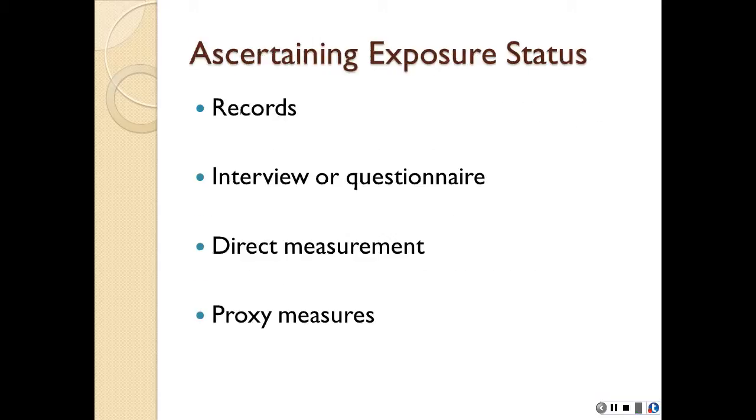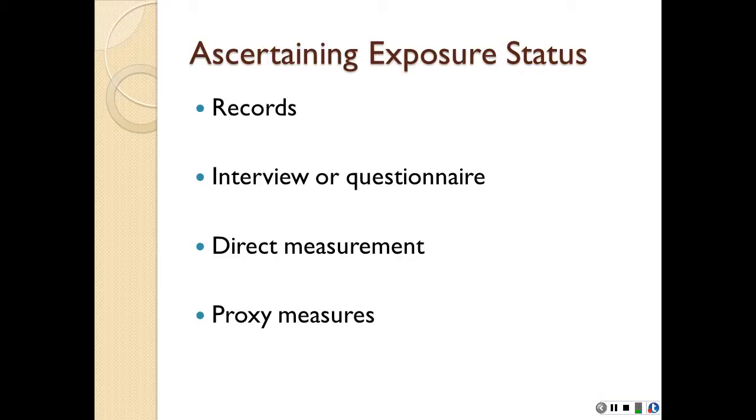All right. So how do we ascertain exposure status? If it's an acute event, like an exposure to a chemical in a plant, that's pretty easy to say who was exposed and who wasn't exposed, right? The people that were working at the plant and that were in that room when the chemical leaked, those people were exposed. But there's a lot of other circumstances when exposure is not as easily determined.